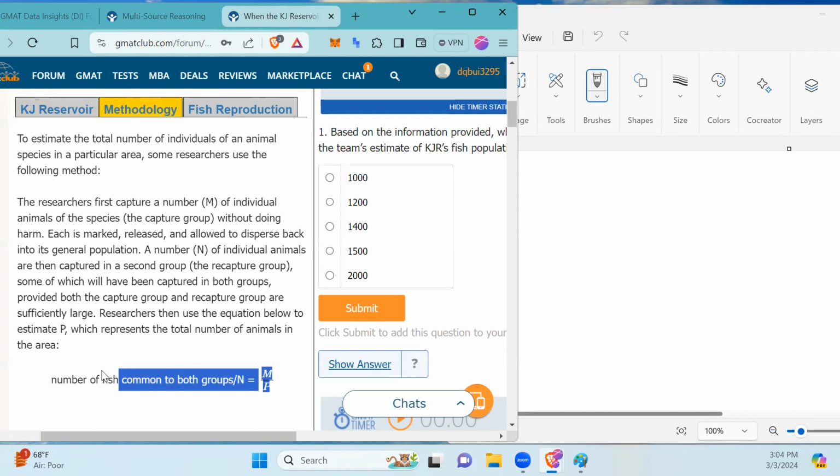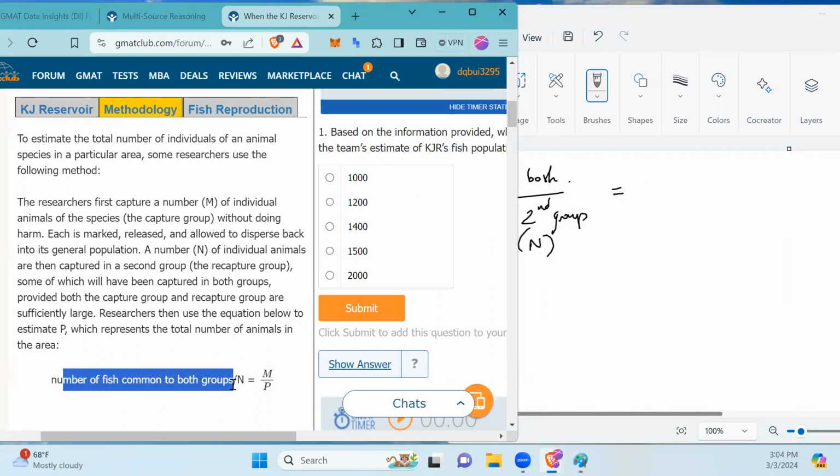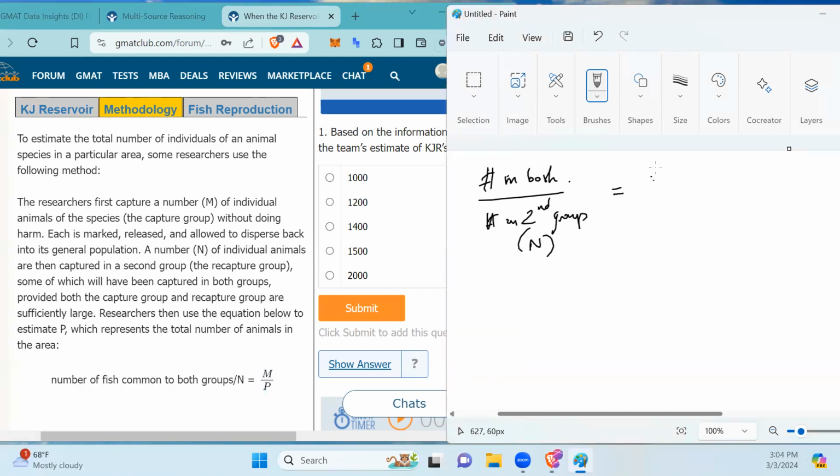Okay, so you apply the formula here. So we got the number of fish in both groups divided by the number of fish in the second group. That's n. And the number of fish in both groups is here. This number equals m over p. M is the number of fish in the first group, and then p is the total population.